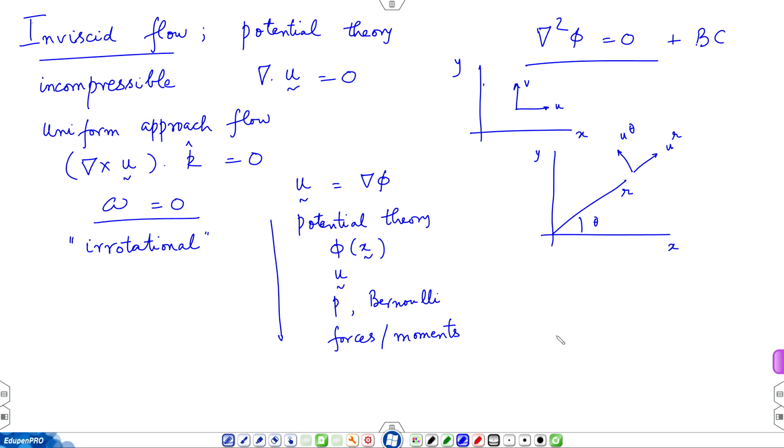So, since u is equal to gradient of phi, u is the x derivative of phi, v is the y derivative. Similarly, the radial velocity is the r derivative of phi, and the tangential velocity is the theta derivative of phi.